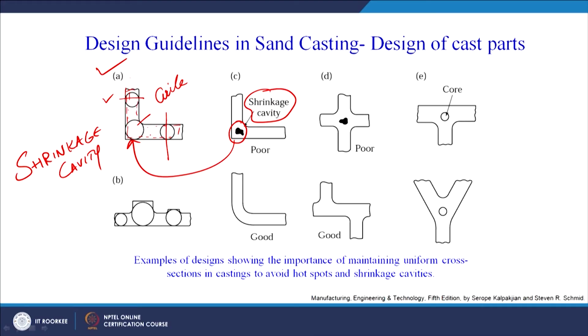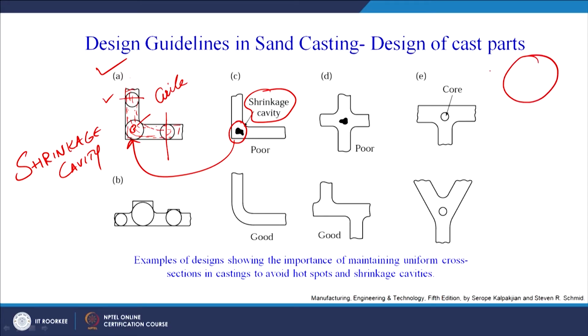So cooling will travel inside, the metal will start solidifying from the surface towards inside, and then maybe at the center we may be left with a cavity where there is a lack of metal, or the metal is not there. So a cavity is found because of this shrinkage from the surface towards inside.